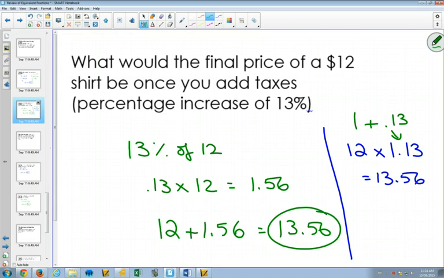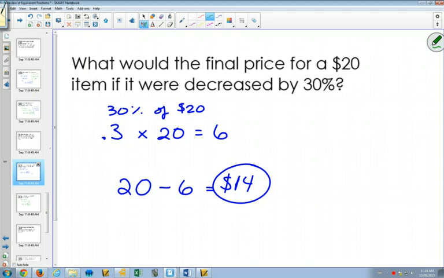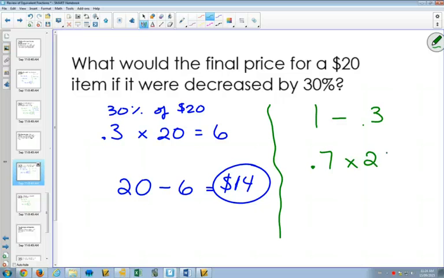There's a similar shortcut with percent decrease. What you do for percent decrease, if you want to decrease something by 30%, you would take 1 minus your 30%. In other words, if 30% is taken off, how much is left? 70%. Does that make sense? So if you were to take 0.7, which is 70% of the original price, times 20, you will get the final price right away.